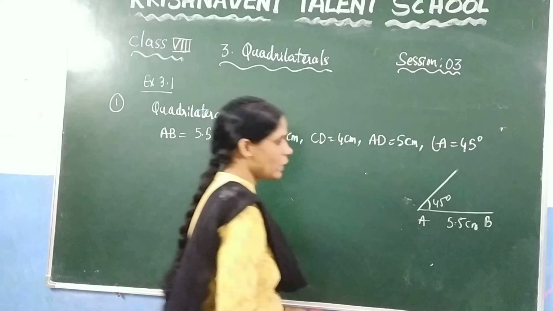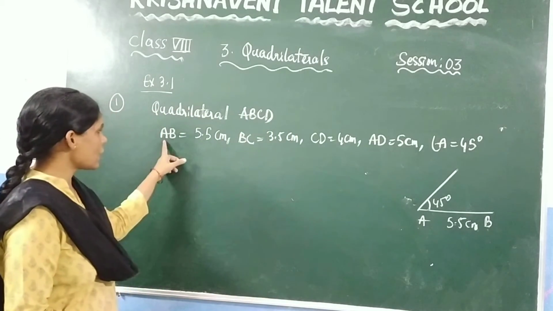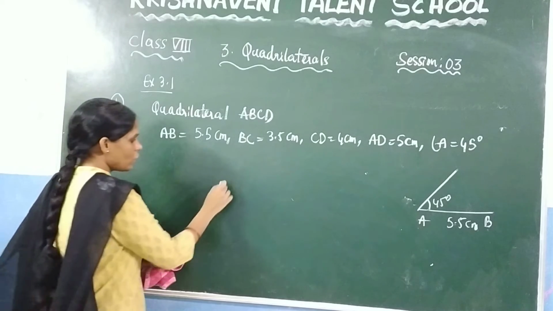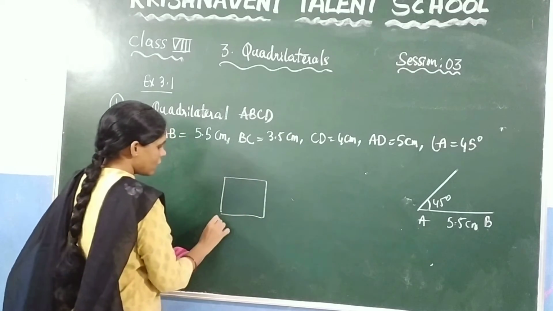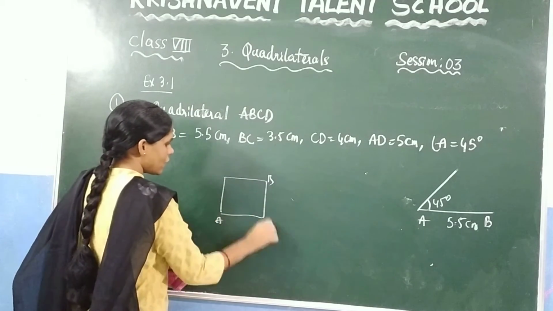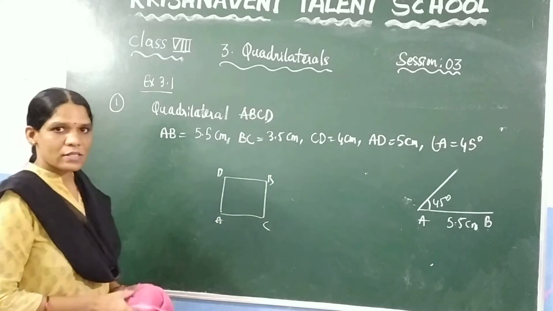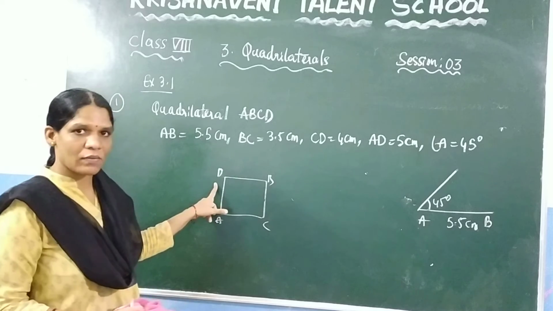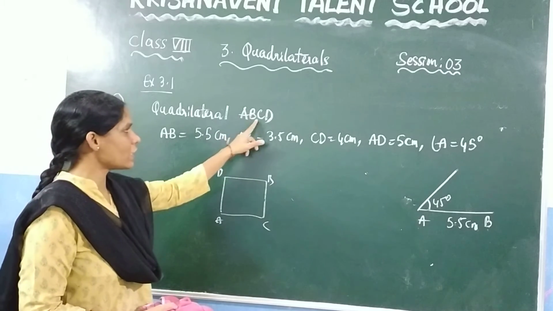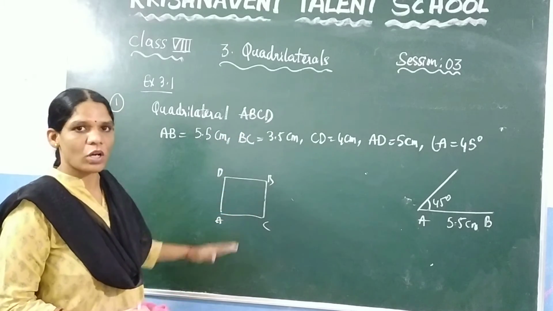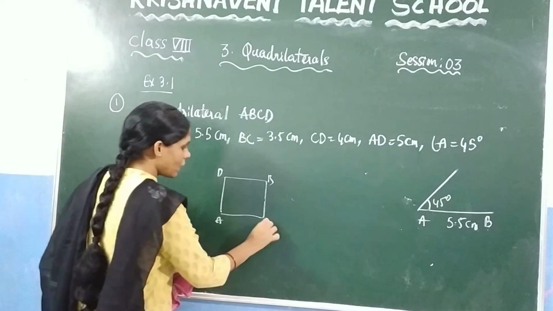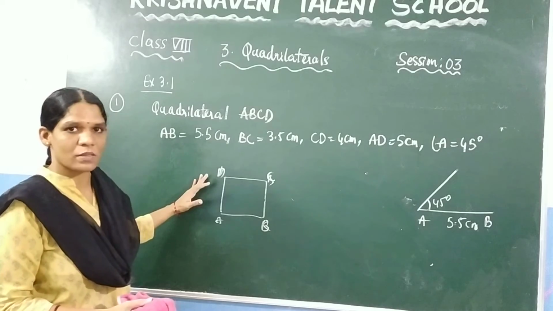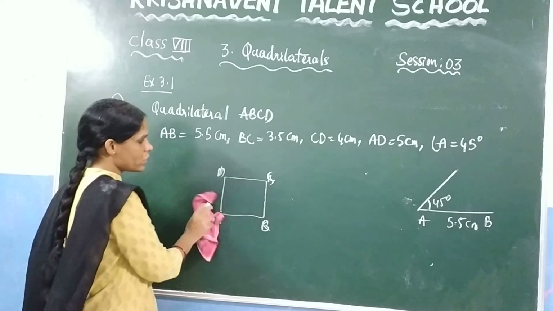A, B. What is the name of the quadrilateral they have given, which is A, B, C, D. That means it should be in the order. Suppose if you draw a quadrilateral like A, C, B, D, this is not the exact quadrilateral they have given. They asked to draw the quadrilateral A, B, C, D, that means you should follow the order A, B, C, D. Like this you need to draw, and take the measurements like this. You have to follow this pattern.